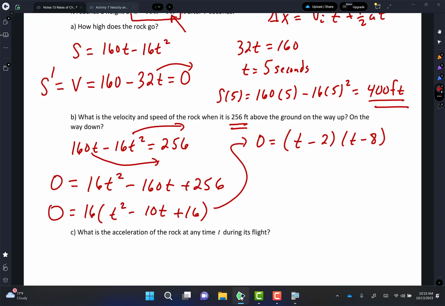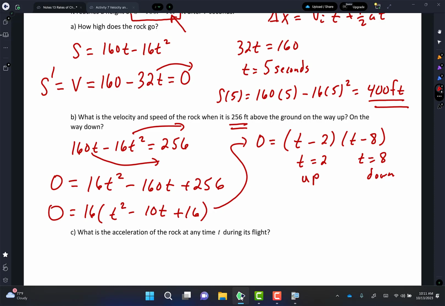All right, so at these two values of t is when I'm at exactly 256. Can you tell which one's going on the way up and which one's going on the way down? Yeah, because they want to know the velocity on the way up and on the way down. So I would imagine, because you have gravity working against you, when you're going up, it would be the smaller one, and then down, greater momentum.